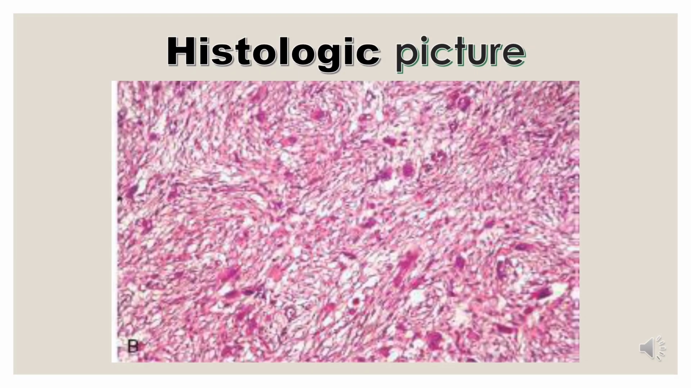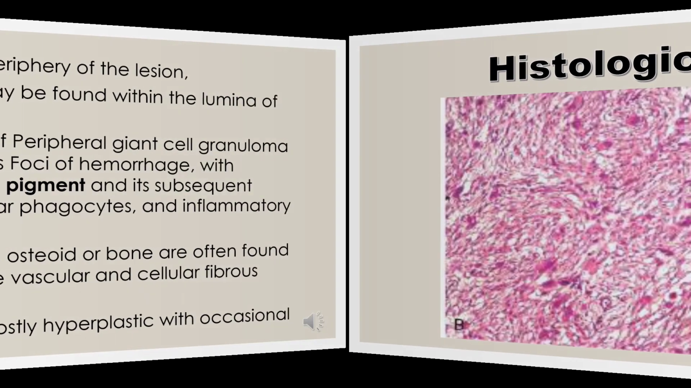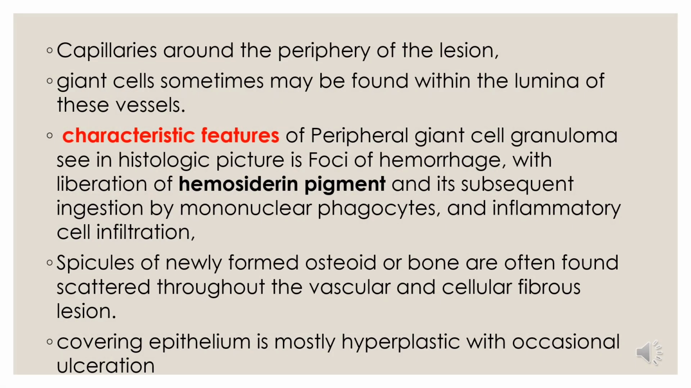Histologic picture of peripheral giant cell granuloma. In the histologic picture, we see capillaries around the periphery of the lesion. Giant cells sometimes may be found within the lumina of these vessels. The characteristic feature seen in the histologic picture is foci of hemorrhage, with liberation of hemosiderin pigment and its subsequent ingestion by mononuclear phagocytes, and inflammatory cell infiltration. Spicules of newly formed osteoid or bone are often found scattered throughout the vascular and cellular fibrous lesion. Covering epithelium is mostly hyperplastic with occasional ulceration.